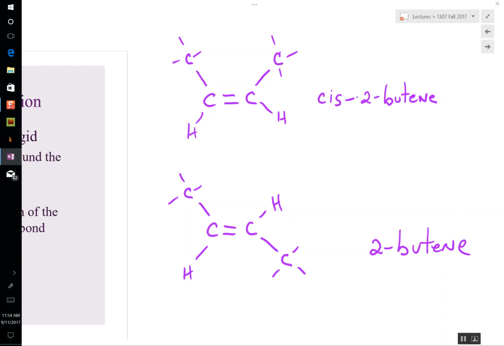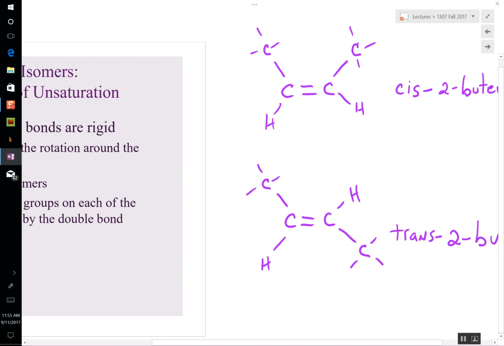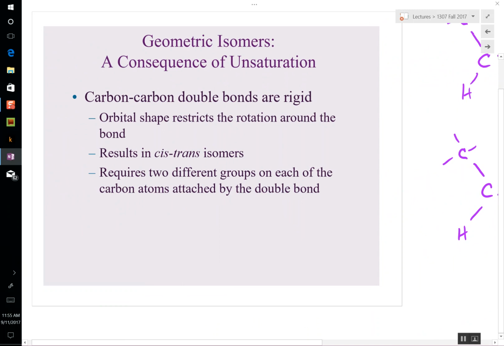In the bottom one, you can see that the methyl groups are across from one another. If you make a phone call from New York to London, you're making a transatlantic phone call. Trans. You are calling across the ocean. Well, these methyl groups are across from each other in that double bond, the double bond in between them. Trans 2-butene, cis 2-butene. Okay, and they are distinctly different molecules. So you get cis and trans.